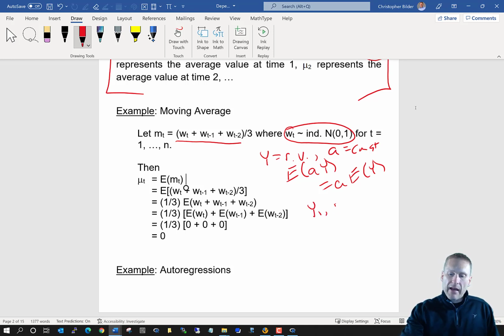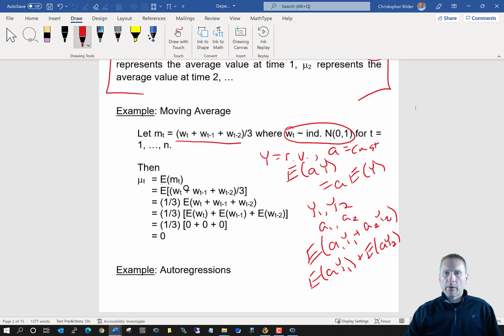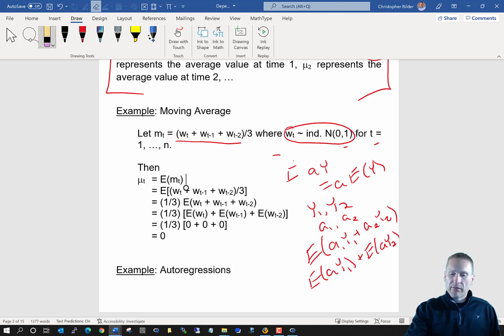Also, if I have random variables y1 and y2, not necessarily in terms of a time series, just different random variables, and constants a1 and a2, you also learn that if I take the expected value of a1 times y1 plus a2 times y2, we can bring that expectation inside the sum, like this. Okay? These are some basic concepts taught in a mathematical statistics course. Now, using these concepts, let's go back and find the mean of that moving average.